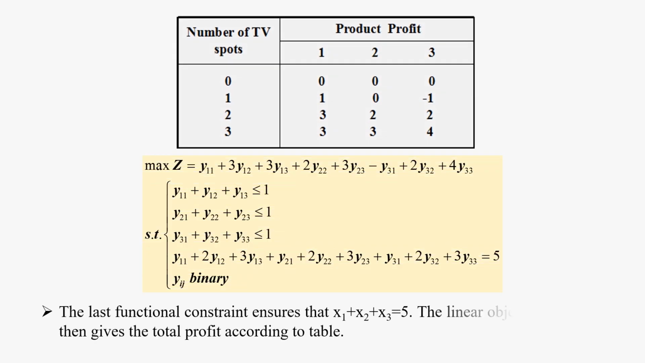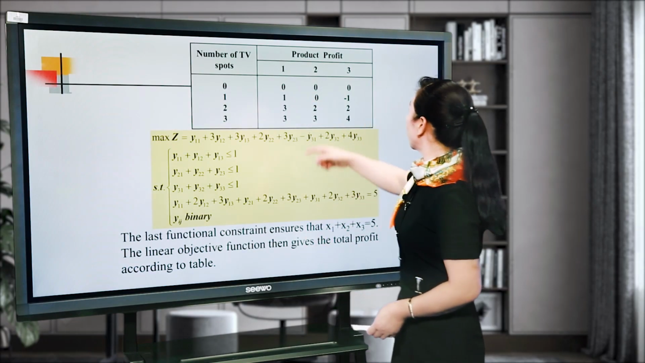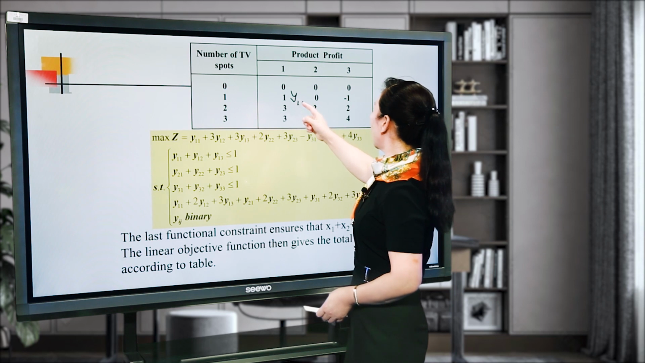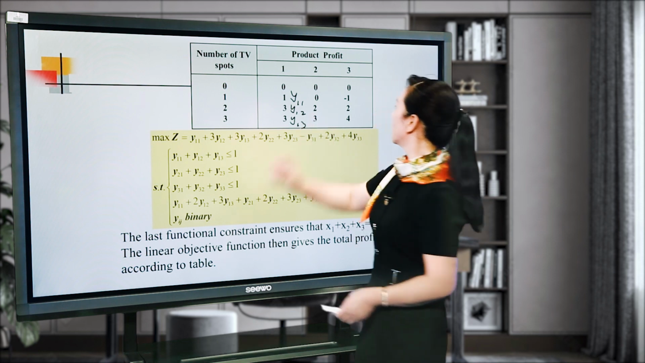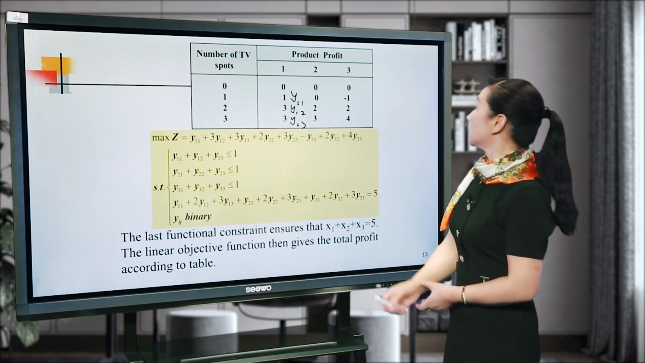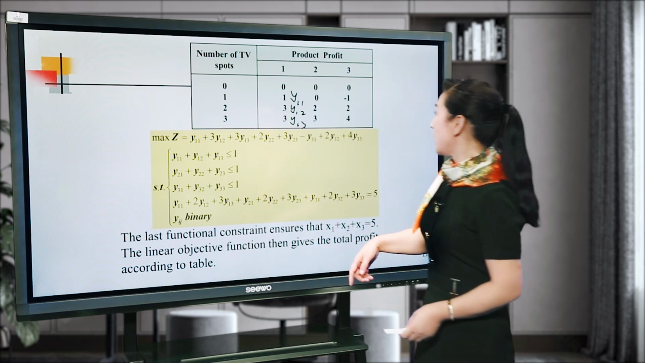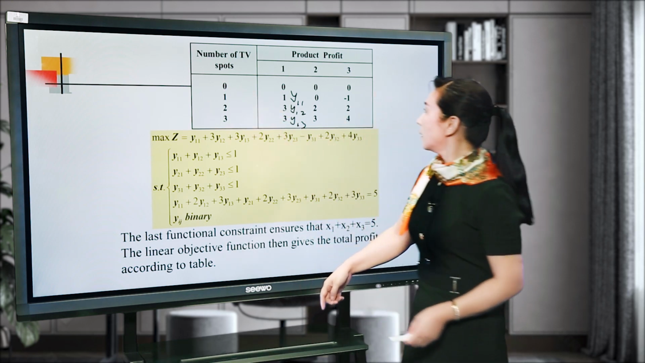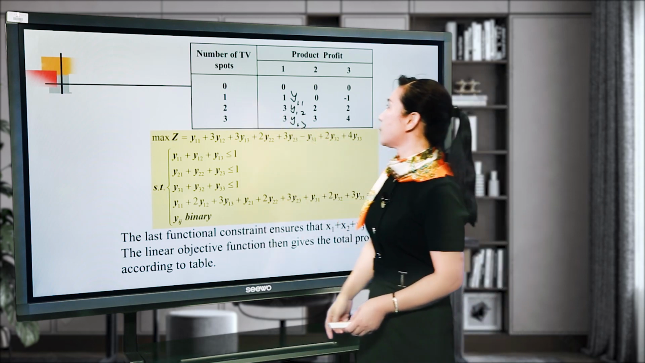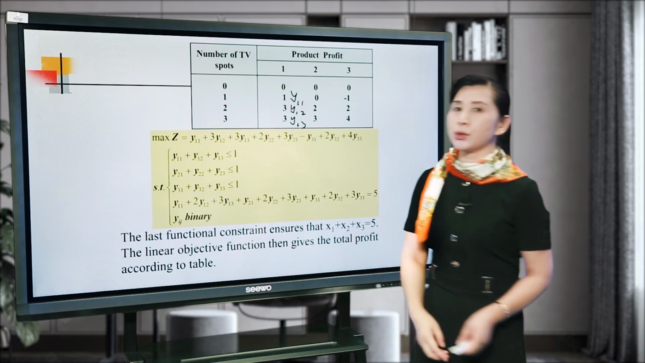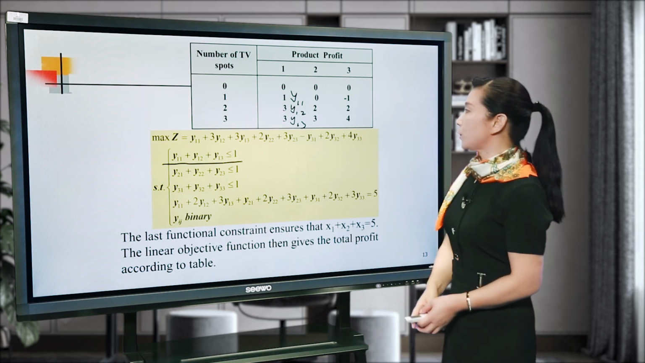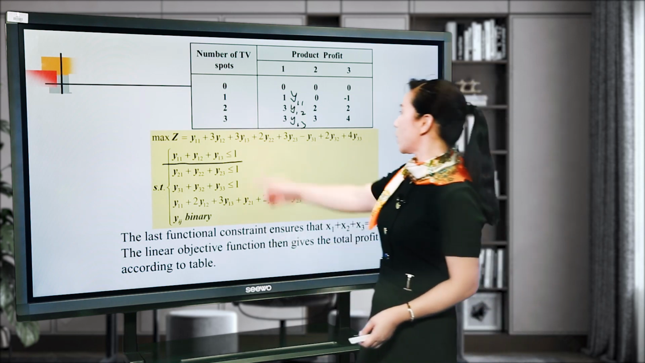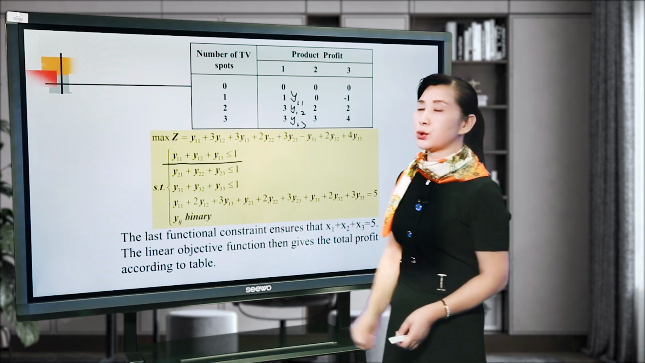And we notice in these examples, the constraint is for each product, y11, y12, y13, each product may only purchase one TV spot or 2 TV spots or 3 TV spots. So we write it as y11 plus y12 plus y13 less than or equal to 1. That is, only 1 is equal to 1.